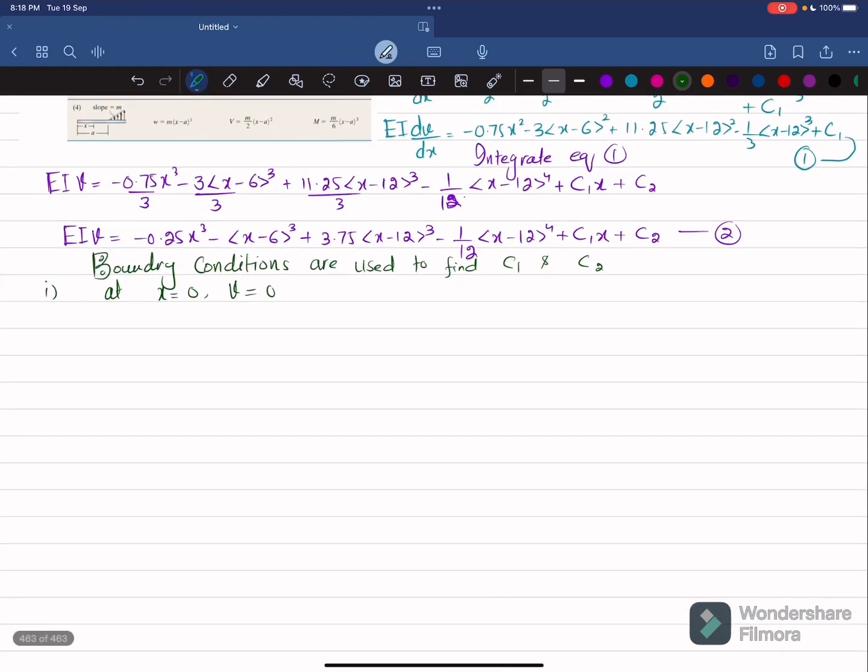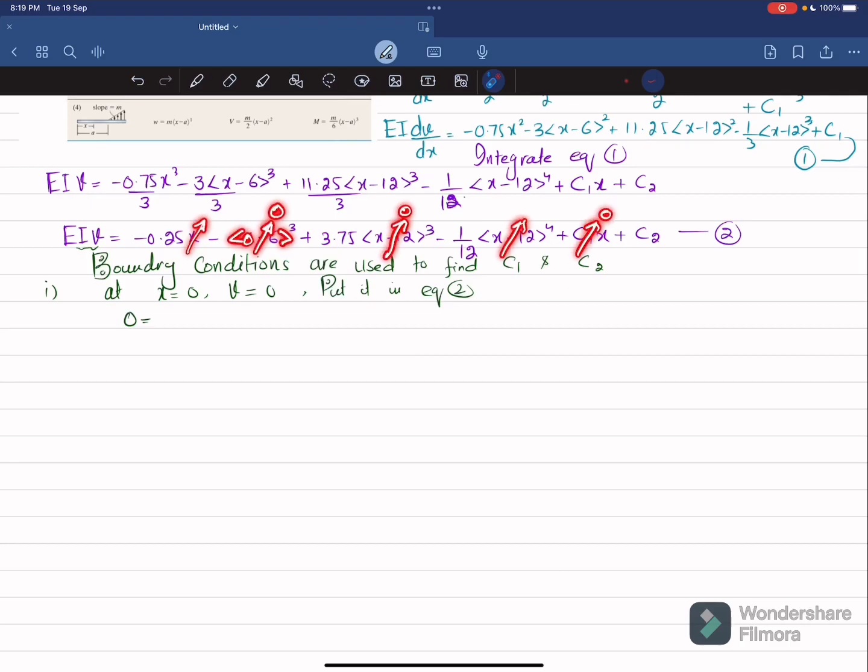So put it in equation number 2. You will get this term will be 0. This x is 0, so this will be 0. And this 0 minus 6 will be minus 6, which is inside the Macaulay bracket. Anything that is negative inside a Macaulay bracket will be 0. Similarly, this will be 0 because minus 12 inside the Macaulay bracket will be 0. This will be 0. This will be 0. So it means that C2 will be equal to 0. So from here, C2 is equal to 0.